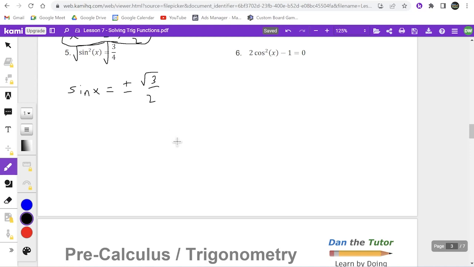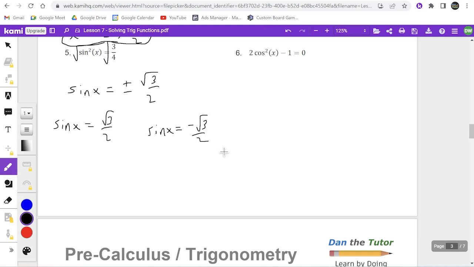This is a great start. But now, how do I deal with a plus or minus? It's simple. Just write it out twice. In other words, sine x equals root 3 over 2, and then sine x equals negative root 3 over 2. That's going to be how we do it. We're going to solve it twice. And as soon as I see this is plus or minus, I already know it's going to be all 4 quadrants because it's all the positive and the negative values.